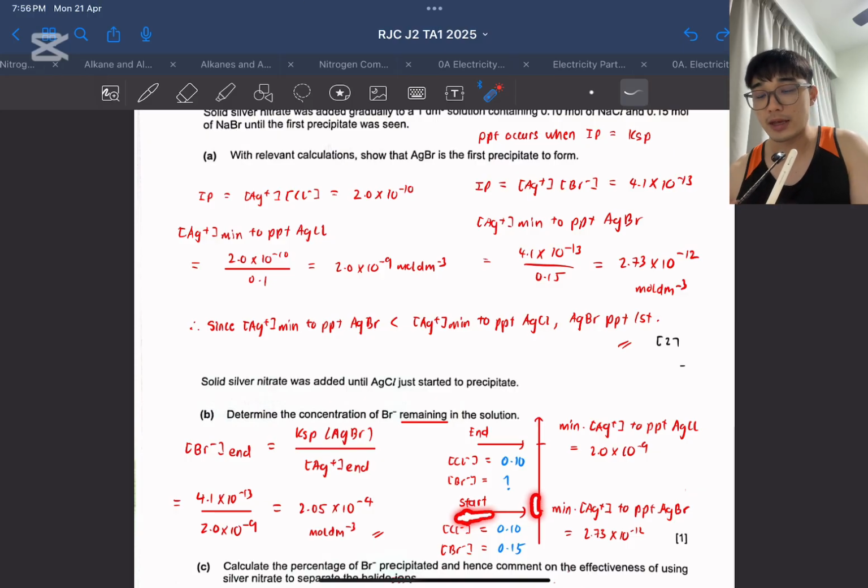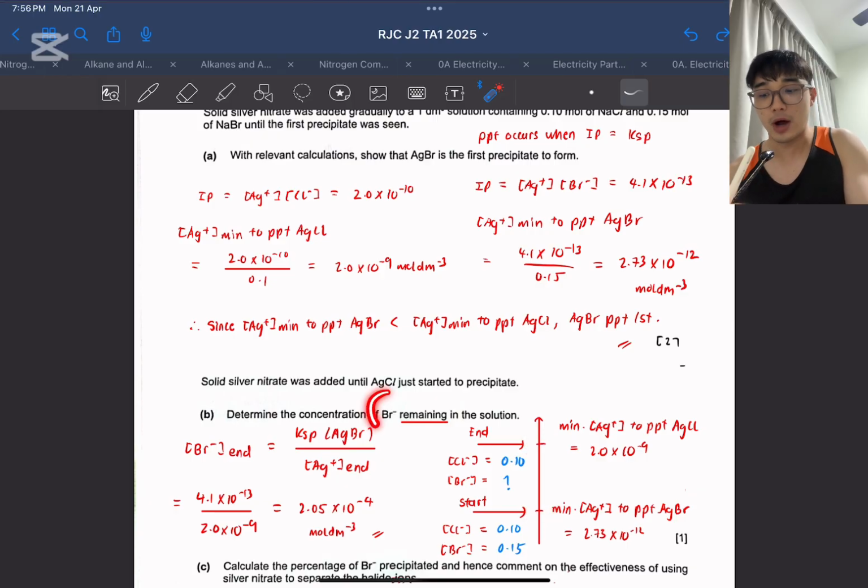We're going to keep adding to precipitate more and more AgBr, but eventually we have to stop at this point. Because if you add more Ag+ beyond this point, both will precipitate and you can't separate them anymore. It's just a mixture of solids. Now there's no way to separate it. You have to stop right before this point. So this is the end point. This is the start point.